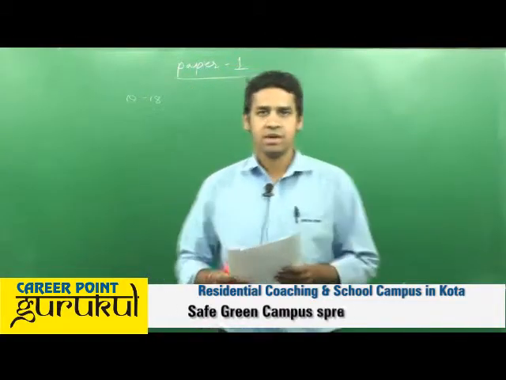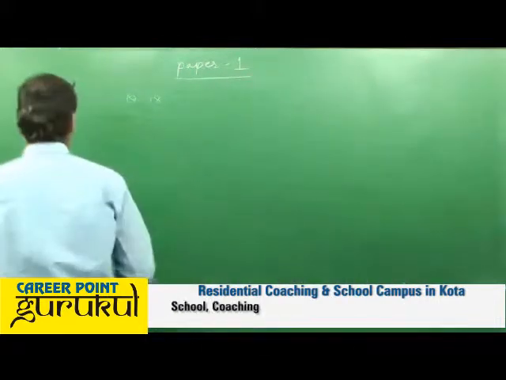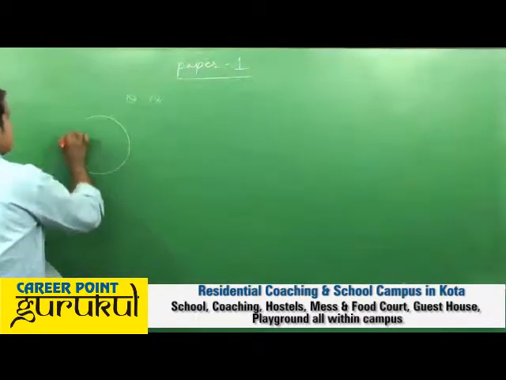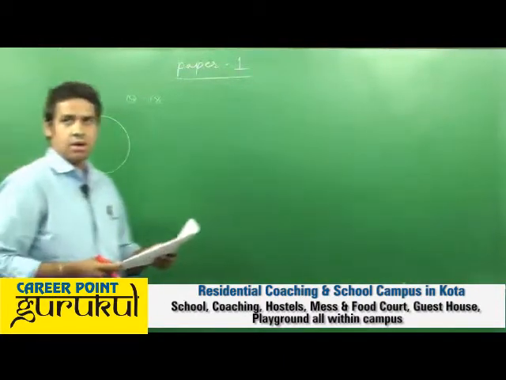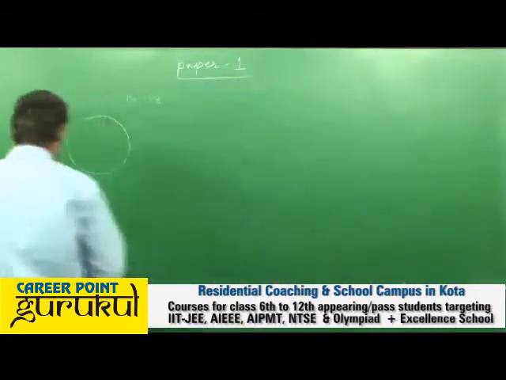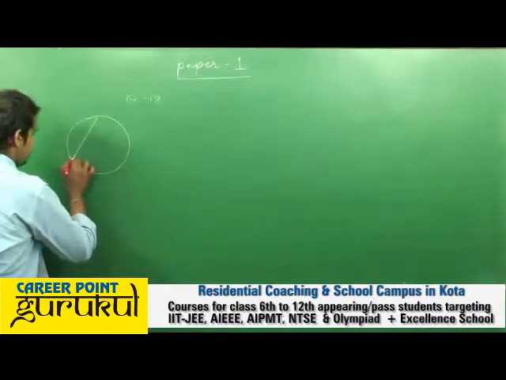Now we will discuss question number 18 of paper 1. In this question we are given a circular disc. This is the circular disc which we have been given. And in this question, a triangle is made on this circular disc. This triangle is somewhat like this. It is given in the question.